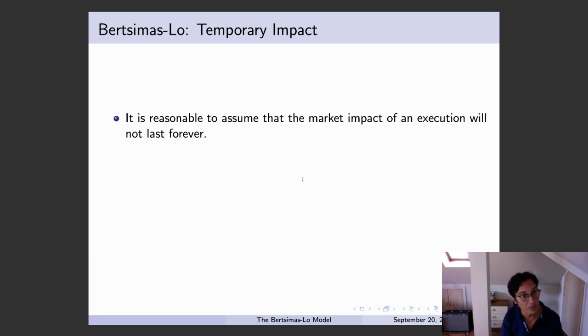So we're going to stop here. In the next video, we're going to talk about temporary impact. So we'll change the impact model, but we'll keep the objective function the same, and also the Brownian motion the same.